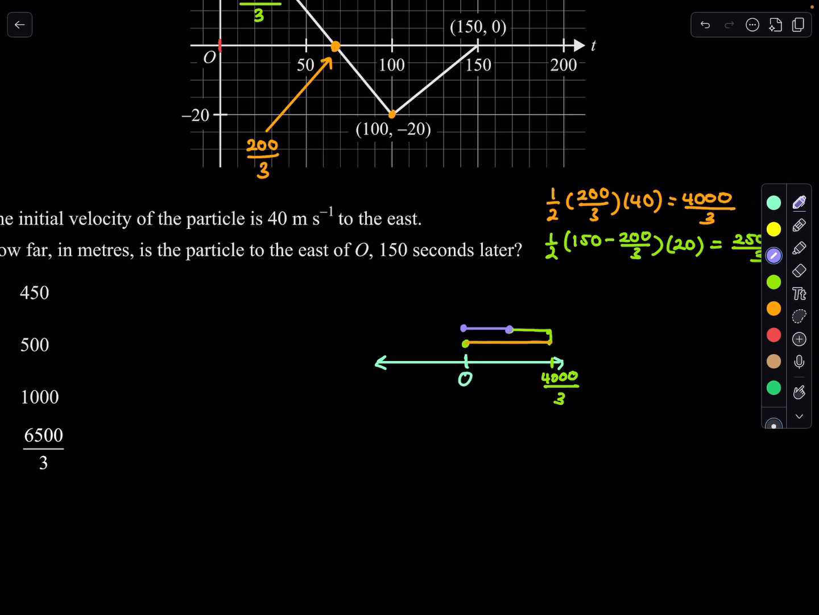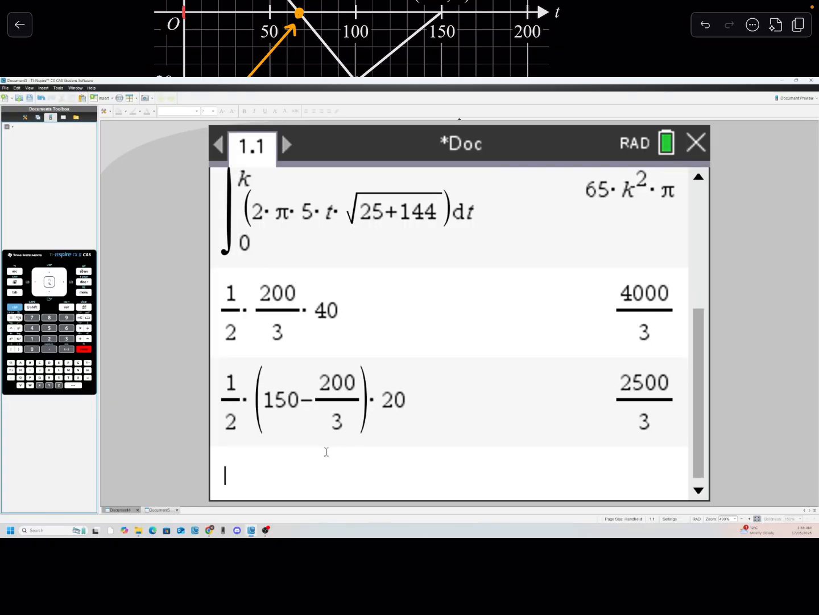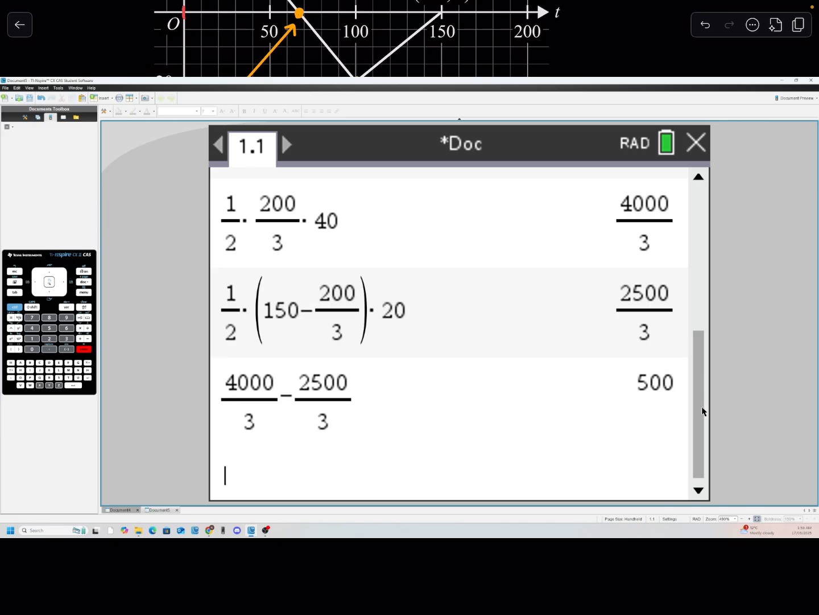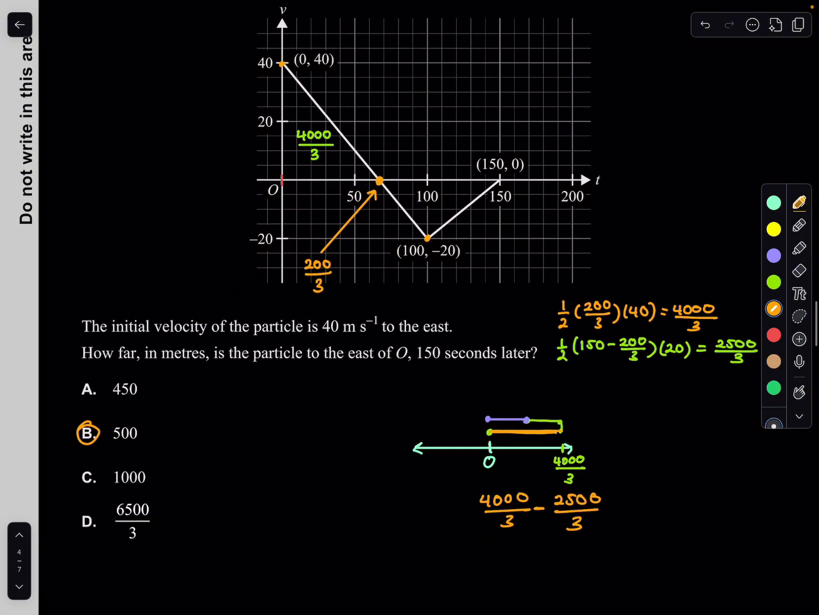We know that this long part is 4,000 over 3. We're just going to have to minus it with that 2,500 over 3, and that's going to give us that purple, which is the distance of how far east it is from O. So it's basically 4,000 minus this, which is 500 meters to the east. So B. I hope that makes sense. Question 11 is B.